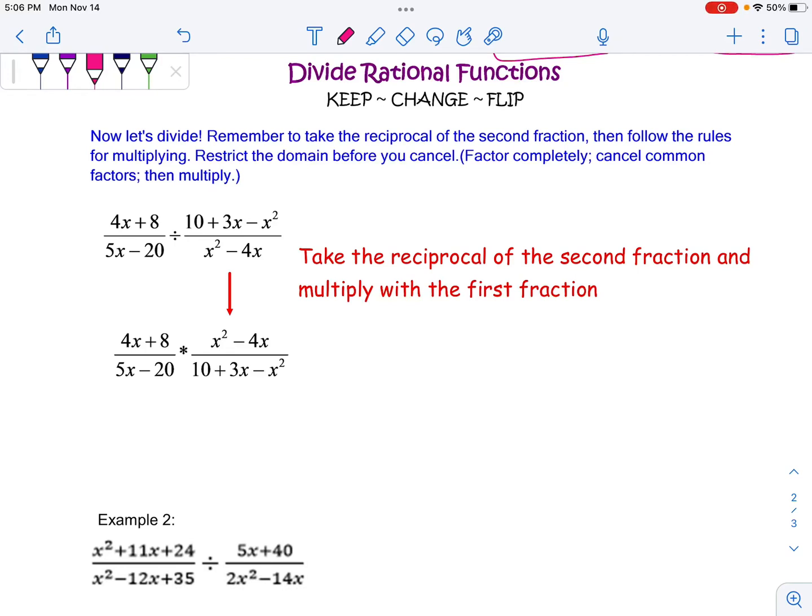Hey, this video is going to be going over dividing rational functions. We divide rational functions just like how we divide regular fractions. And so we do that by using the keep, change, flip method.